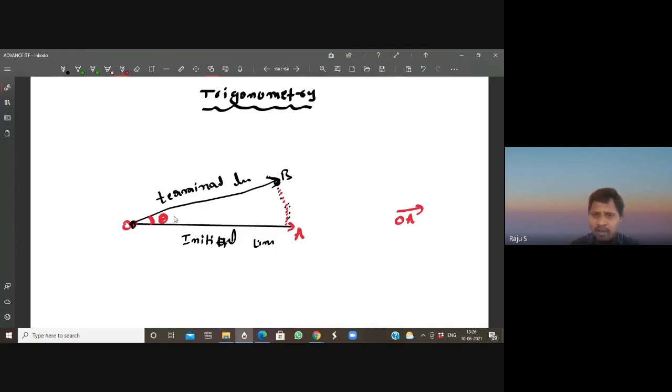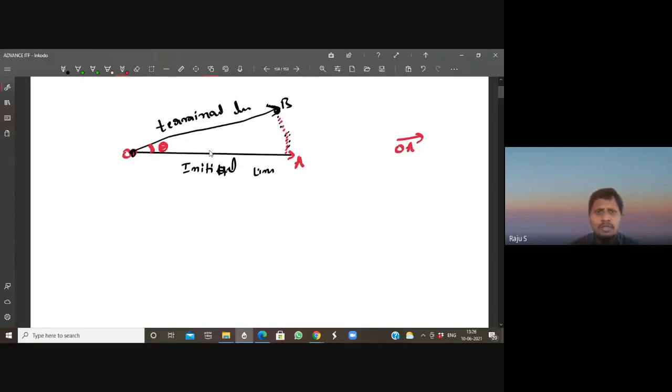English, French, and radian system, right? Okay, so this is the rotation. The amount of rotation is given by OA rotating. The initial line is rotating like this, and the amount of rotation is given by theta.